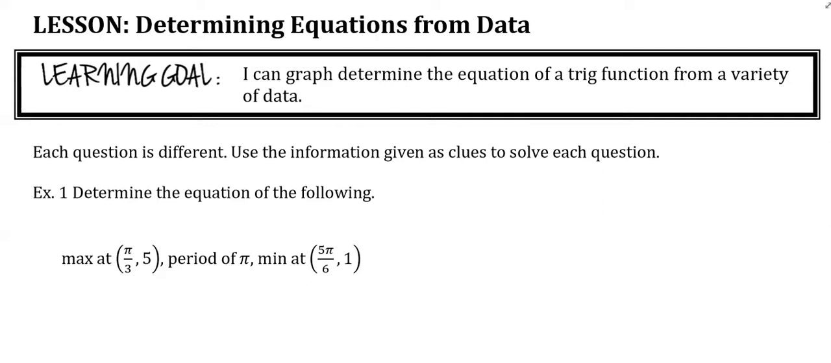Ultimately, okay, so we're determining the equation. Those are our instructions. It says right here, determine the equation of a function that has its maximum there, its minimum there, and a period of pi. That's the information you're given in this case. In order to write the equation, what do I ultimately need?